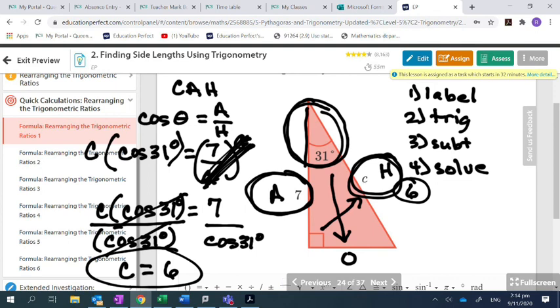Oh, mine came out as 6. No, it can't be 6. That's too small. Adjacent can't be longer than the hypotenuse. That's got to be the longest side. So what did you get, Sora? I got 8.17. That sounds more like it. Oh, okay. Mine came out 6. Try it again and see. I'll try again.